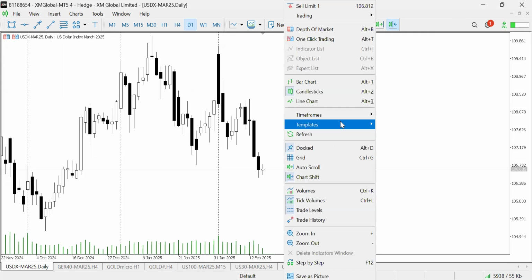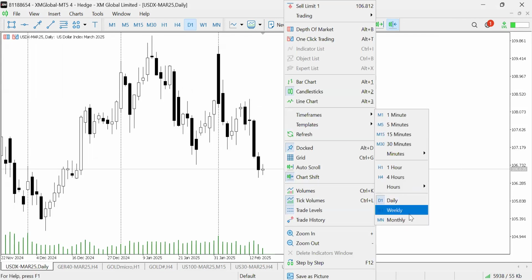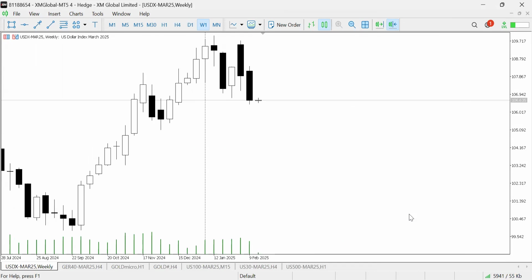Obviously, we always do a top-down analysis. Let's start with the weekly time frame. Just looking at it with your eyes, we're bearish, right? Price is pushing lower. Where are we going?